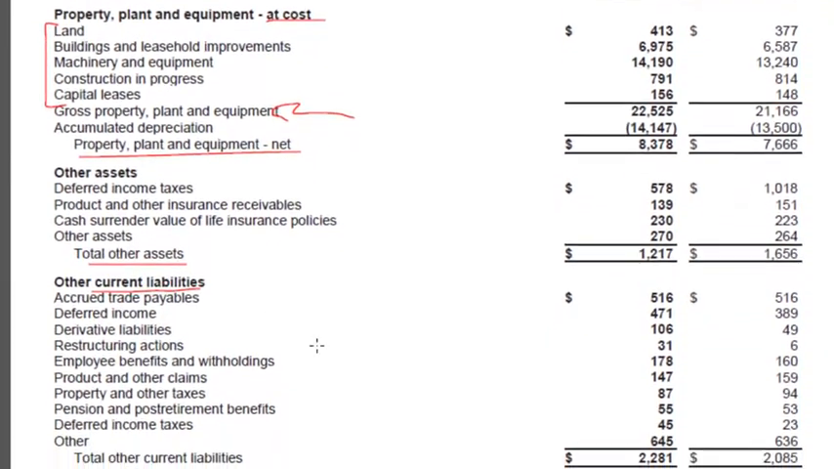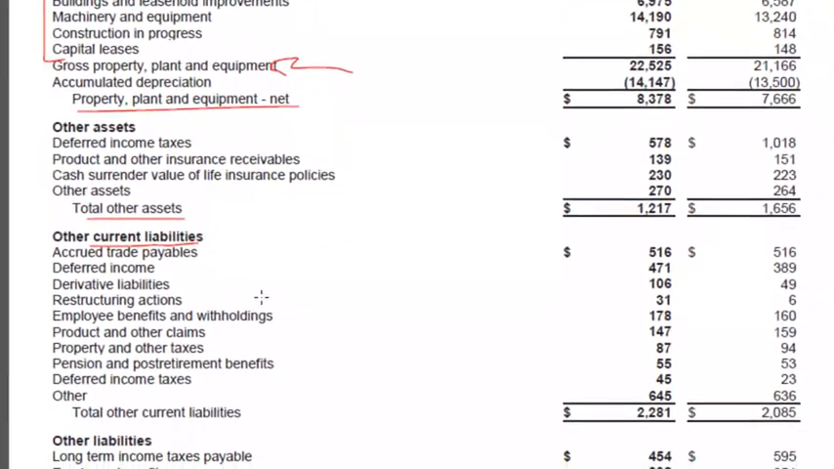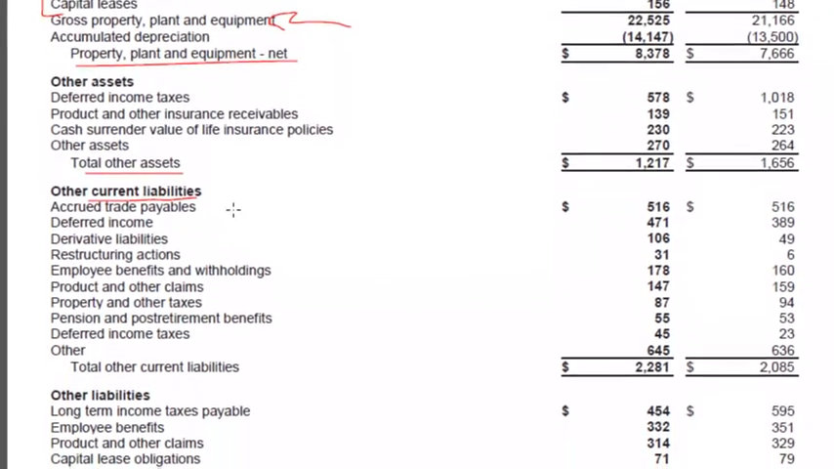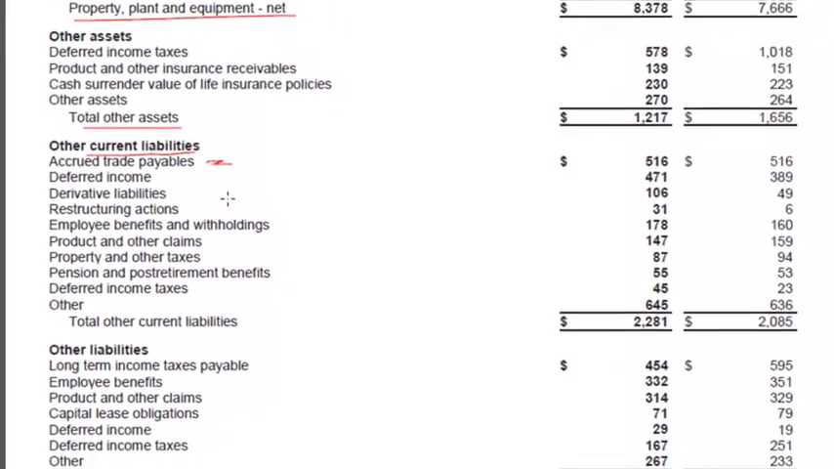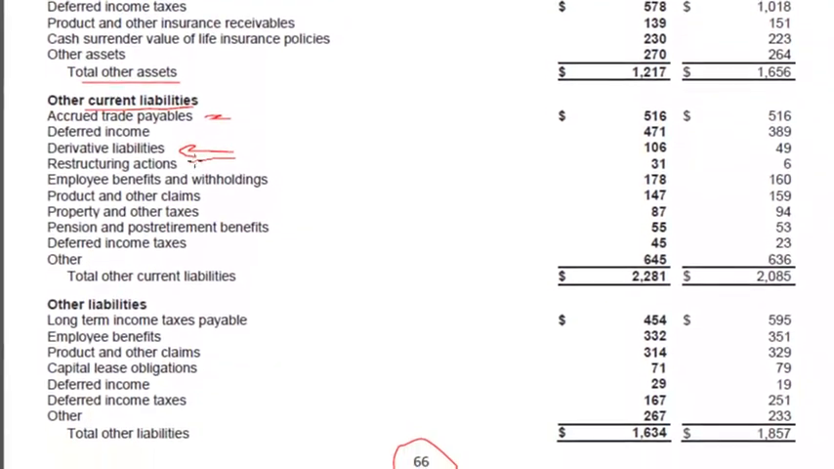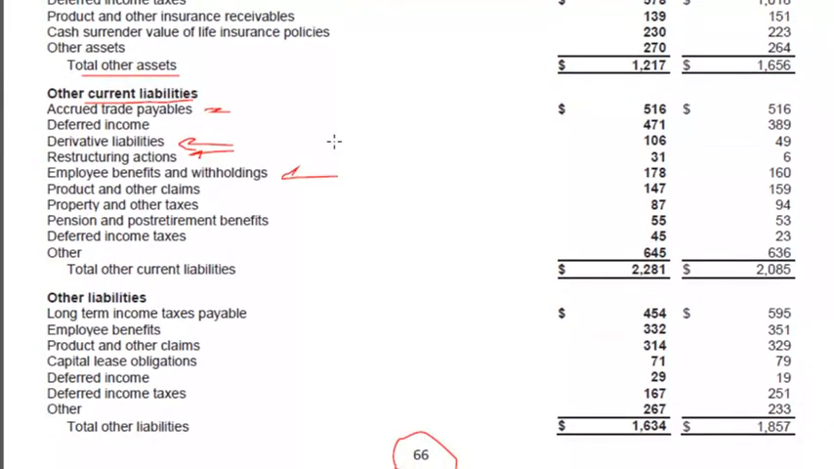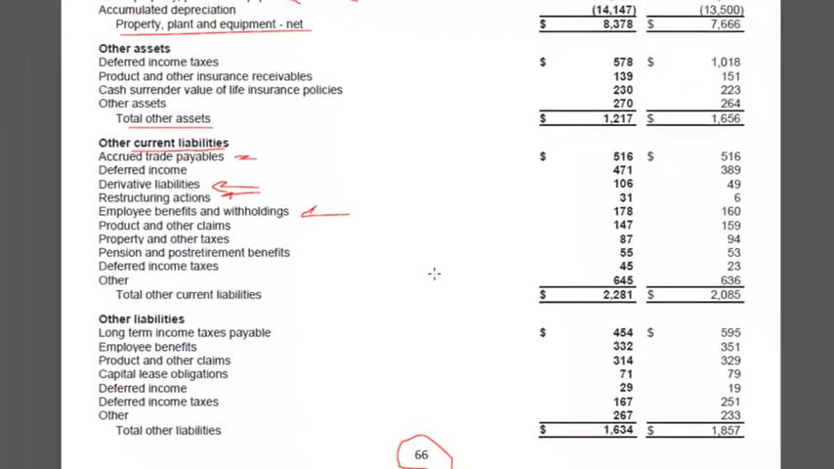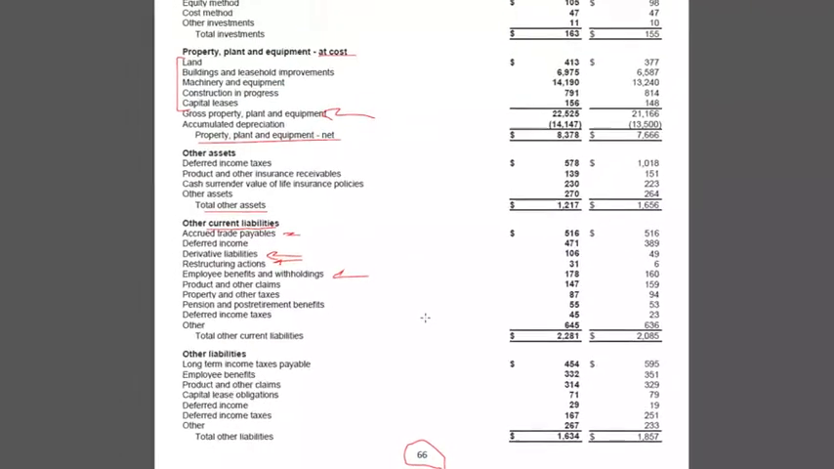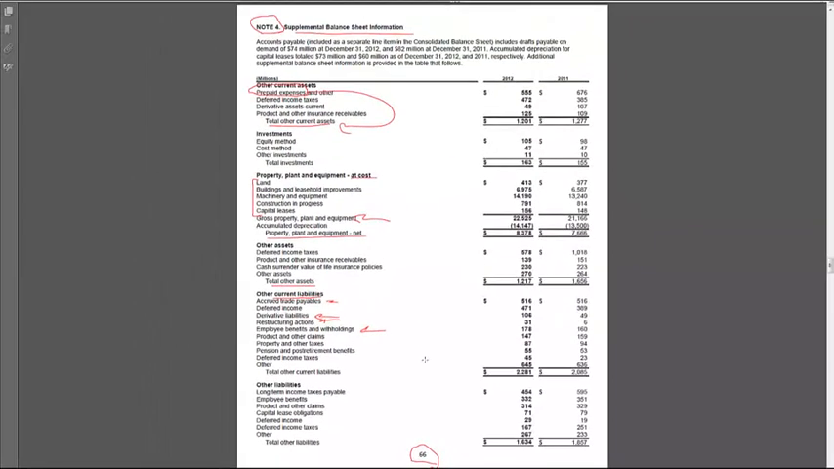Same thing with other current liabilities. We get a breakdown into other kinds of payables. So there's other kind of trade payables, derivative liabilities, restructuring, employee benefits, and so forth. So what 3M decided to do was, instead of making their balance sheet 2 or 3 pages, they put as few lines as they could get away with on their balance sheet and then provided a footnote which gave us a breakdown of some of the other line items.